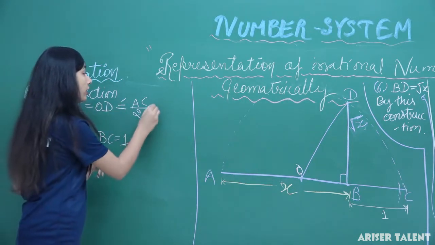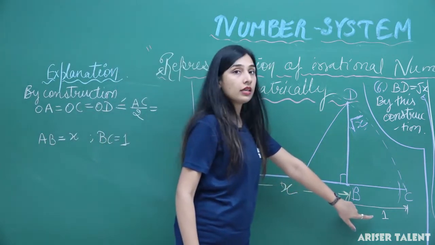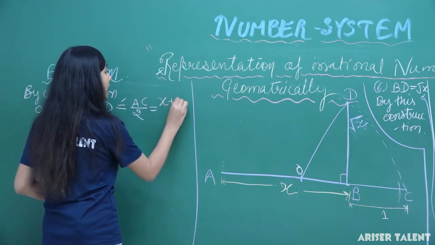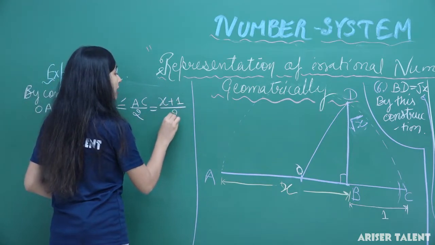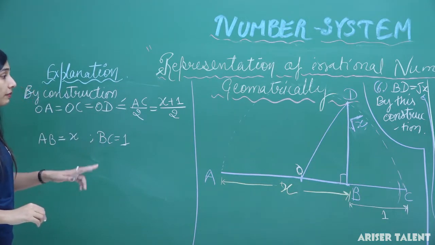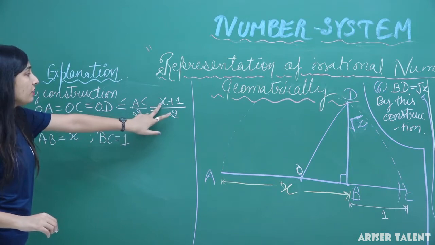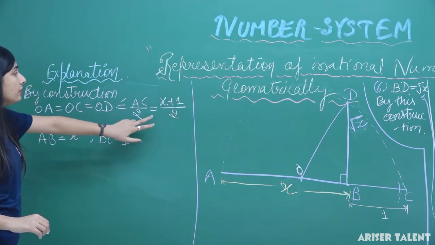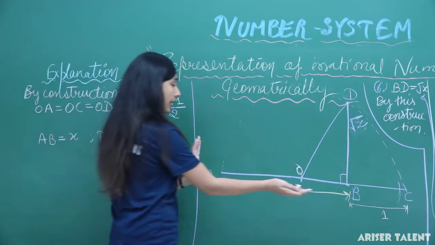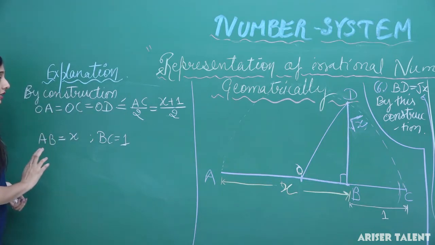Now, what is the value of AC? Look, it is x here and it is 1 here. If it is x and 1, that means the value of AC will be x plus 1, and OA is (x plus 1) by 2. This is the value of AC, and this is the value of OD, OC and OA. The value will be half of x plus 1. So, now it is clear here.